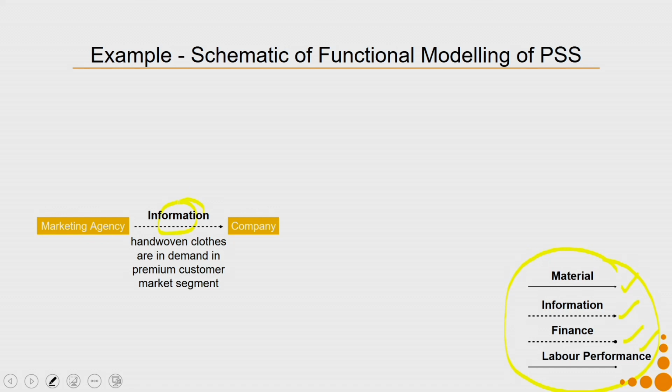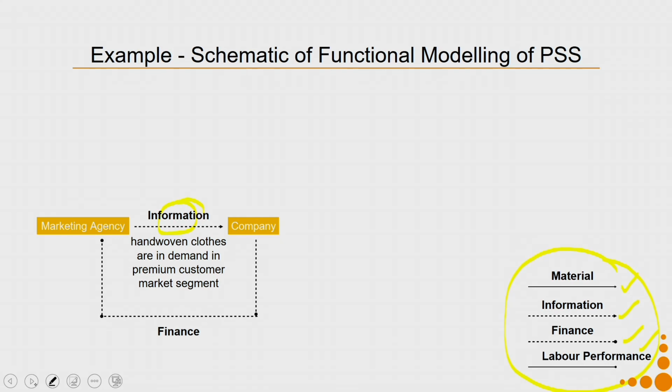Now as we discussed, there cannot be only one way flow. So in return, the company pays this marketing agency. The direction of the arrow tells you which way what is flowing. Here you can say information is flowing in this direction because the arrow is here, and over here, the arrow is moving towards this. So money is flowing towards the marketing agency. With this information, the company decides, okay, I want to make hand woven garments for the premium market segment. So they have to pass on this design requirement to their designer.